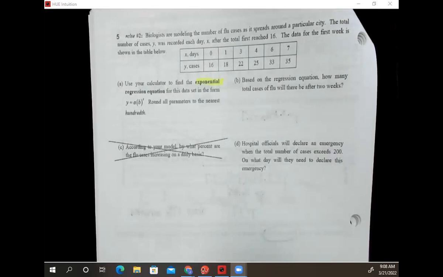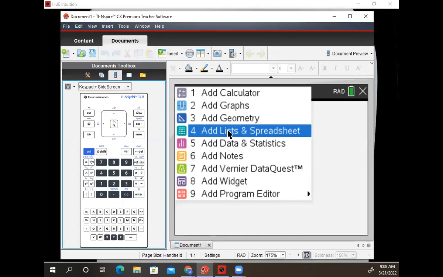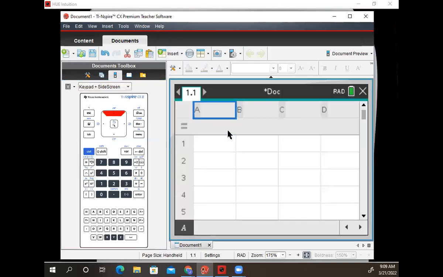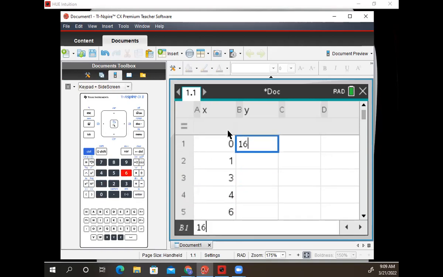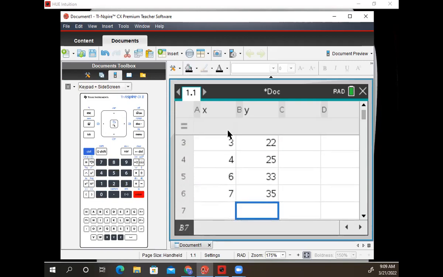So what I'm going to do is pull up my calculator, and I'm going to recreate this table in my calculator using a list and spreadsheet page. I'm going to label my columns as X and Y because that's how they're labeled on my paper. If you wanted to call them days and cases, that would be fine too. But I'm going to use X and Y to make this a little simpler on myself. And then I'm just going to type the X information in. Oops, no 2. We've got 3, 4, 6, 7. And then I'm going to type in the number of cases. 16, 18, 22, 25, 33, 35.